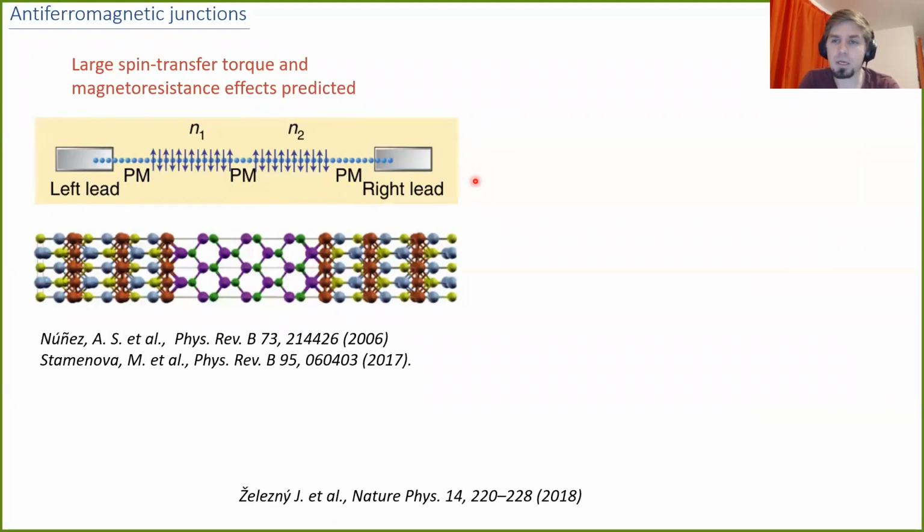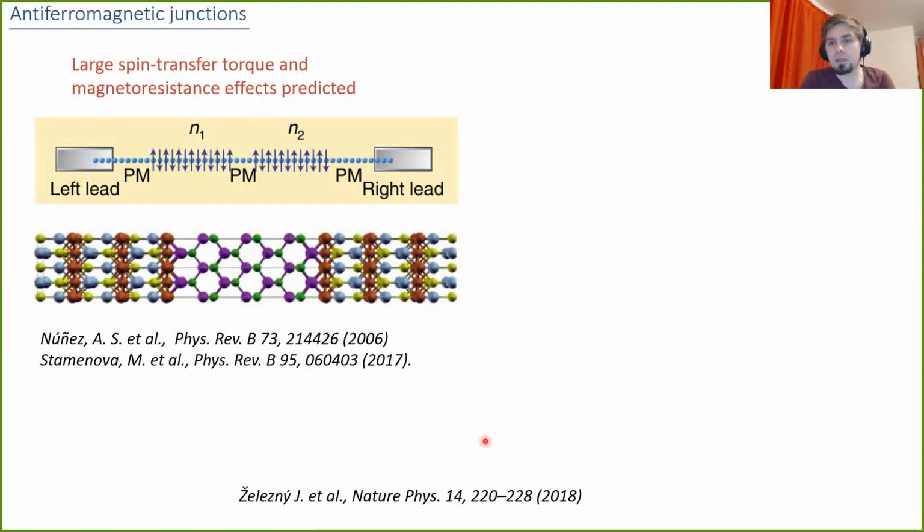Now, quite early after the discovery of the spin transfer torque in ferromagnets, people looked into the analogous effects in antiferromagnets. I'm giving here 2 papers. This was the first one. This one I give as an illustration of a calculation which involves a chemically accurate junction. There are many more references than this. We summarize some of those in this review paper.